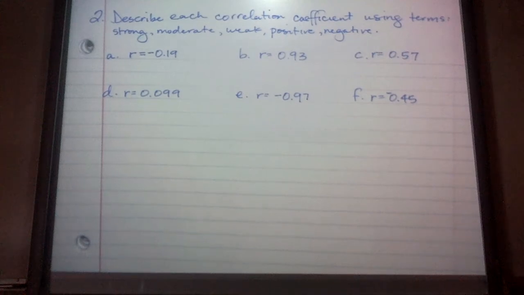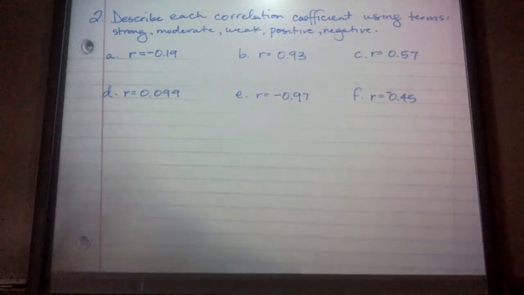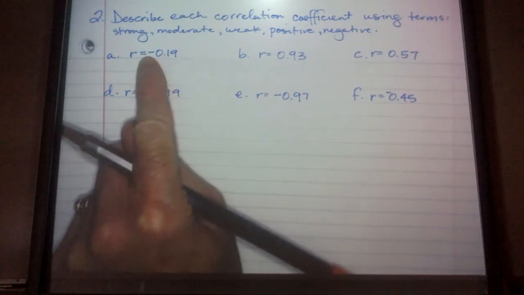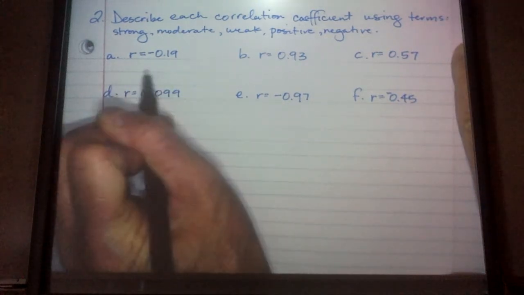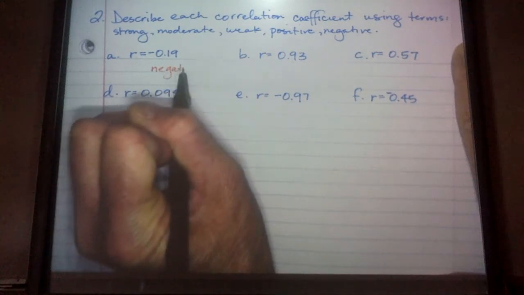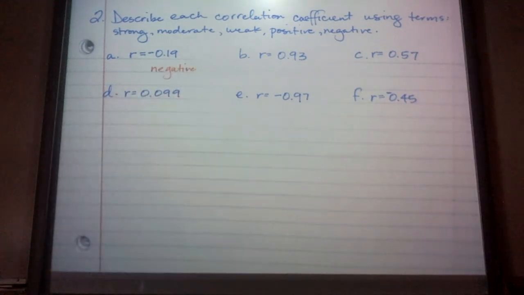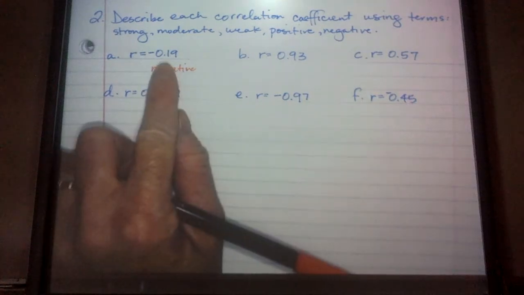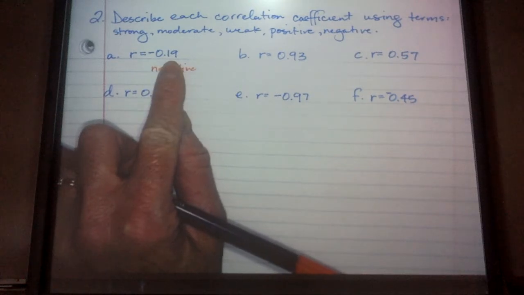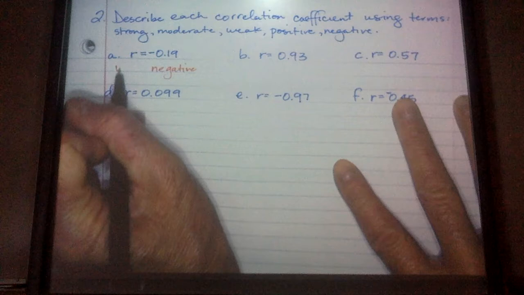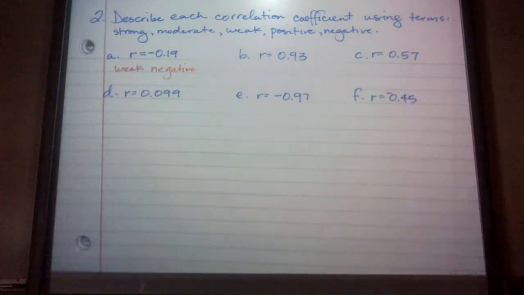Okay, so if you have a hard time reading decimals, I want you to read it as money. So this would be a negative, you can ignore the 0, so this is -19 cents. I know it's negative, but we're going to describe it as either weak, moderate, or strong. Now, is this closer to 0 or -1? Think of 19 cents. Is that closer to 0 or 1? That is closer to 0.